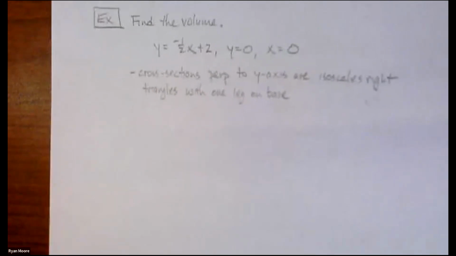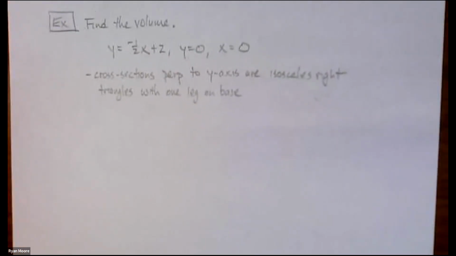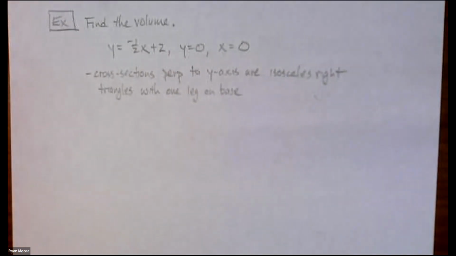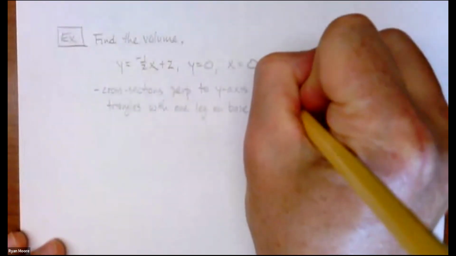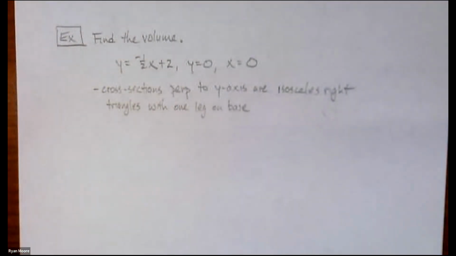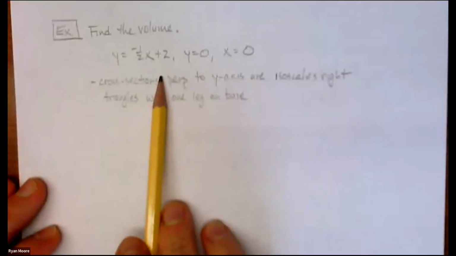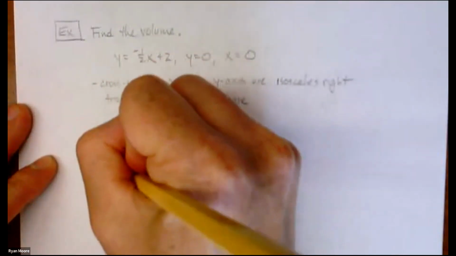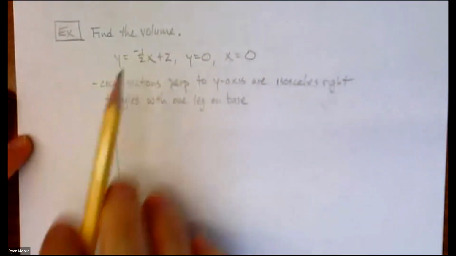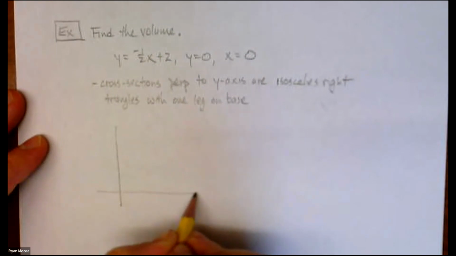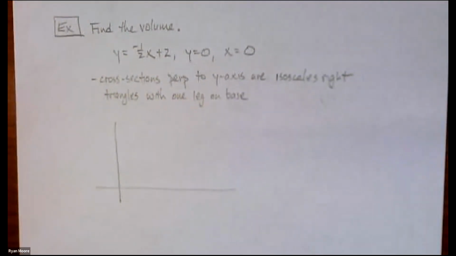Here we go. Cross sections perpendicular to the y-axis are isosceles right triangles with one leg on the base. All right, that's a lot to take in. Let's draw it. Let's start with the region. So here they give us equations. So we know already there'll be an XY plane.